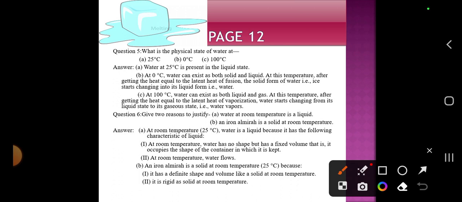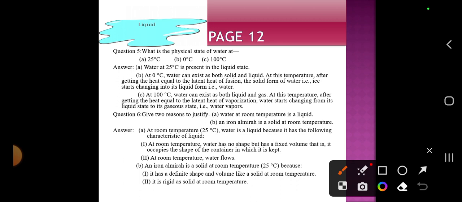That is called the water vapor. Question 6. Give two reasons to justify water at room temperature is a liquid, an iron almirah, which exists also as a solid at room temperature. See, water at room temperature, that is 25 degrees centigrade, is liquid because it has the following characteristics. Which are the characteristics at room temperature?